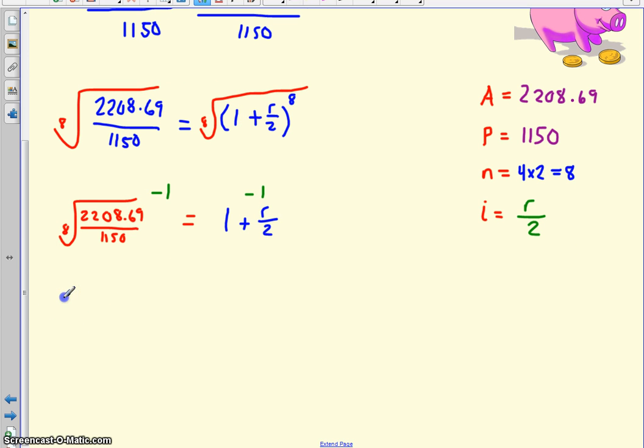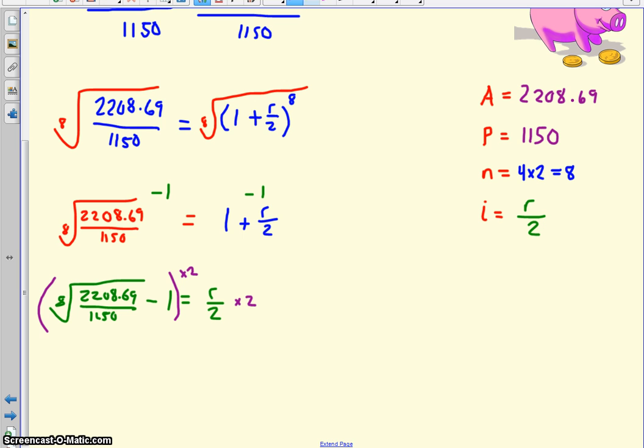Okay, so now the left side of my equation is going to be that 8th root of 2208.69 over 1150, minus 1, and that's going to be equal to r over 2. Okay, and then last but not least, what's left to do? Well, it's r divided by 2. How do I get rid of division by 2? Well, I simply multiply by 2. So I multiply the right side of the equation by 2. I have to multiply the left side of the equation by 2 as well.